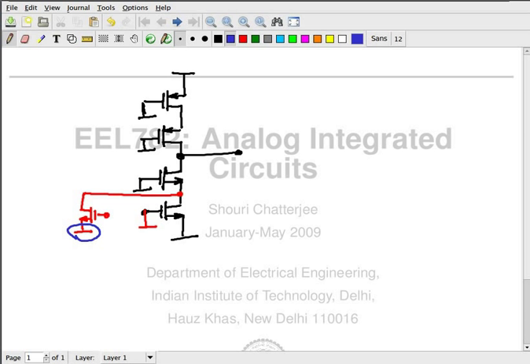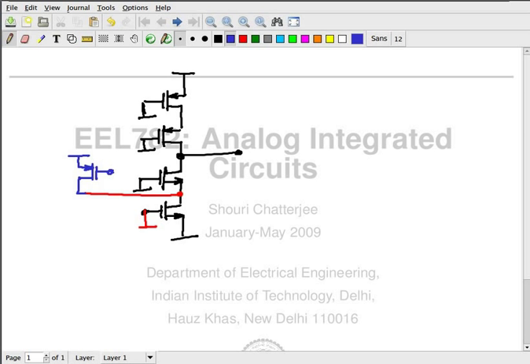once the output part is set up, does it matter whether this red colored transistor is an NMOS or a PMOS? Could I have done this? Could just as well have done this, right? The same analysis as yesterday applies.